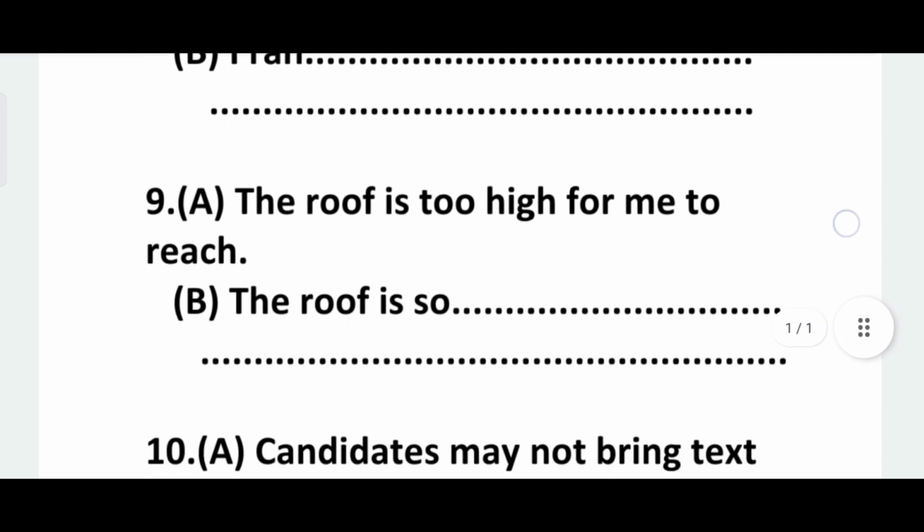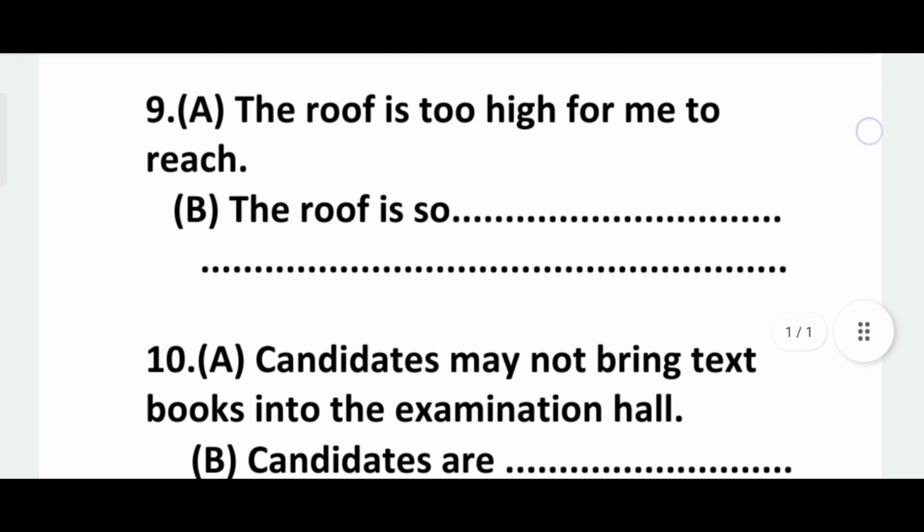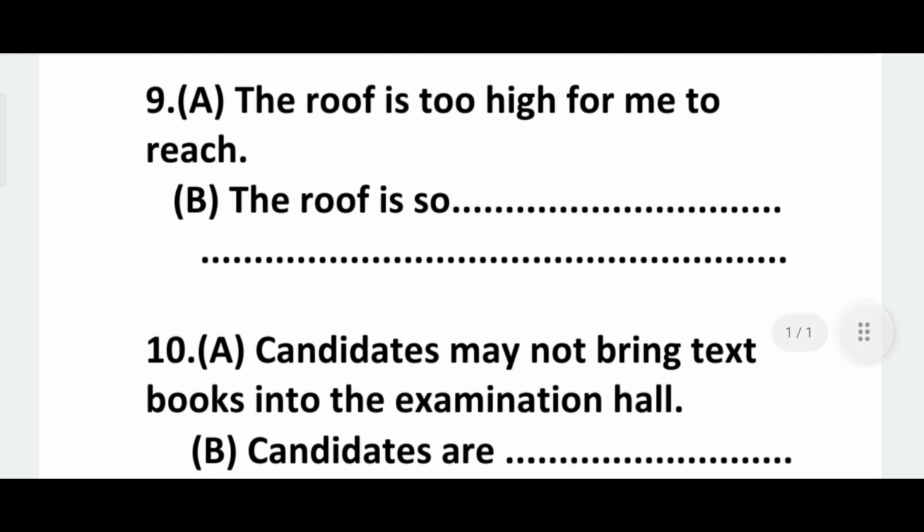Question 9. The roof is too high for me to reach. Remove too and use so that. Remove to and use so that. And the question is in present tense. Is too high. The roof is so high that I cannot reach it.